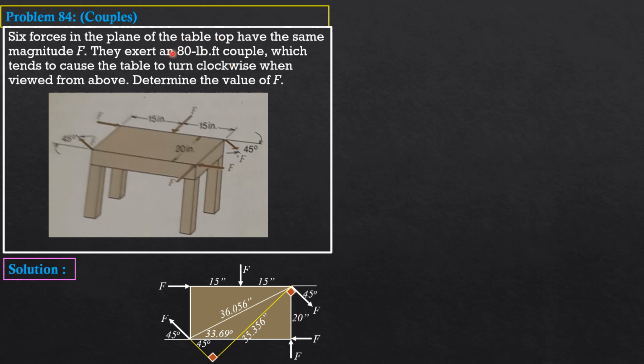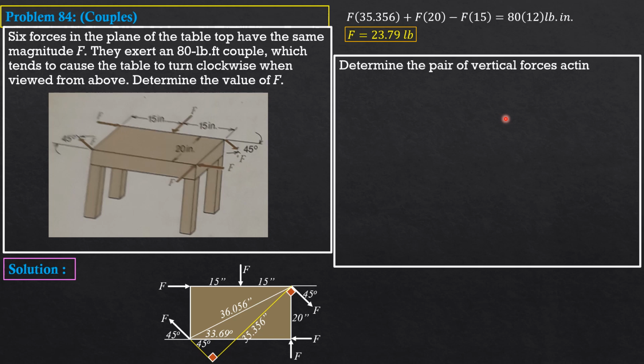Therefore, the couple is 80 pound-foot, and take note, if F is in pounds and the distance is inches, we multiply 80 pound-foot by 12 so that we have the same units. So F times 35.356, clockwise positive, plus F times 20 inches, then this is counterclockwise, minus F times 15, then equals 80 pound-foot times 12 to convert it to pound-inch. So it is now consistent, so F can now be computed: 23.79 pounds.